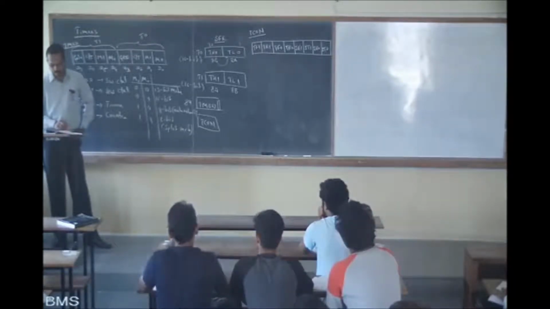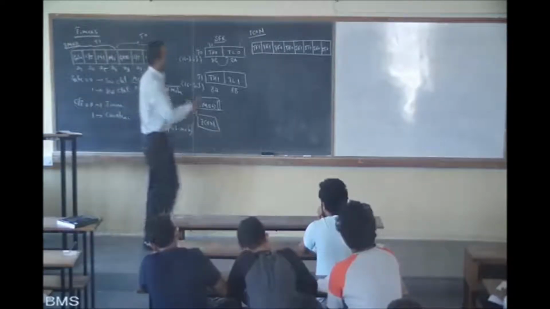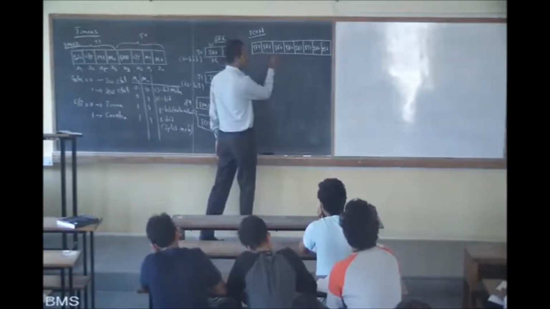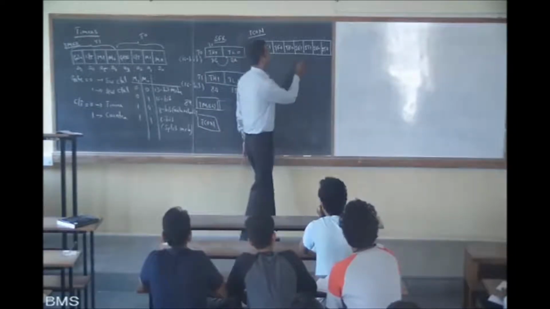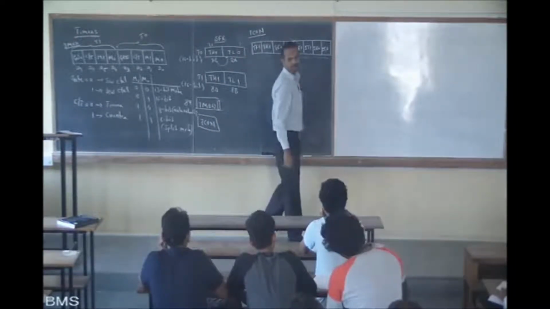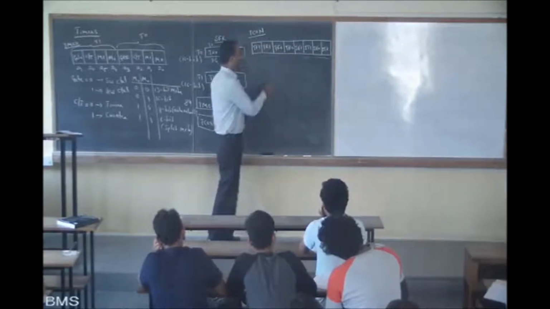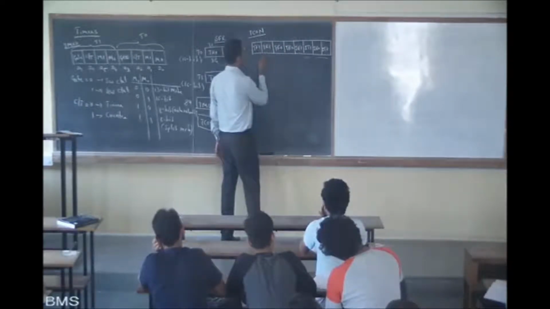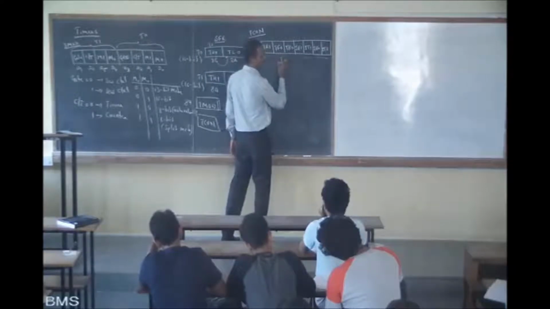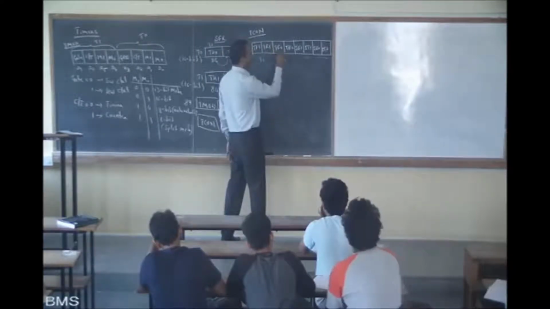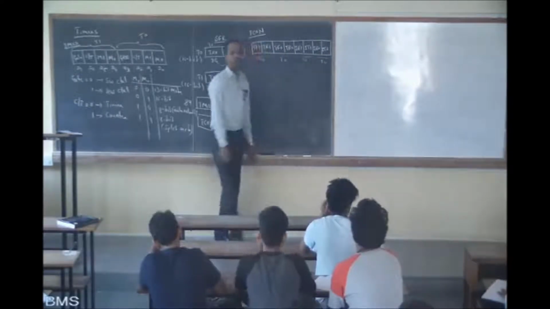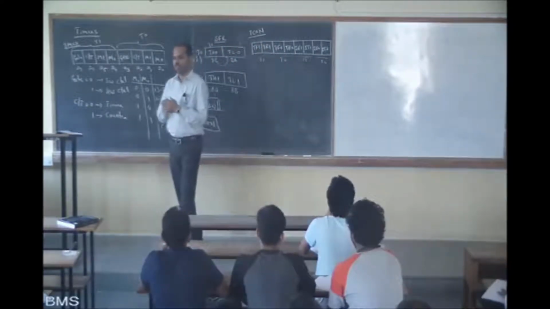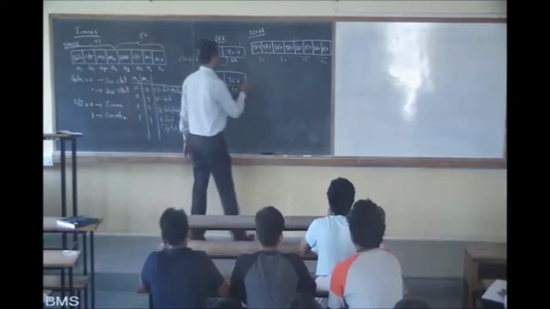Done? First one, TF1. TF1 and TF0 are the same. These two are related to timer 1, and these two are related to timer 0. Similarly, timer 1, timer 0. TF0 represents timer 0.